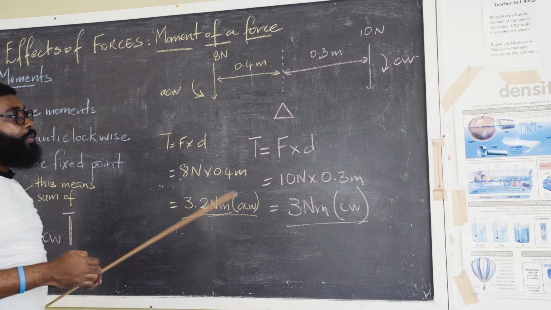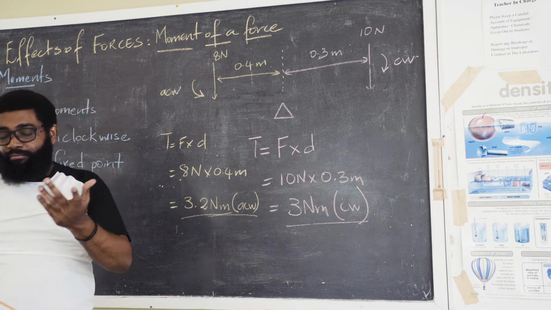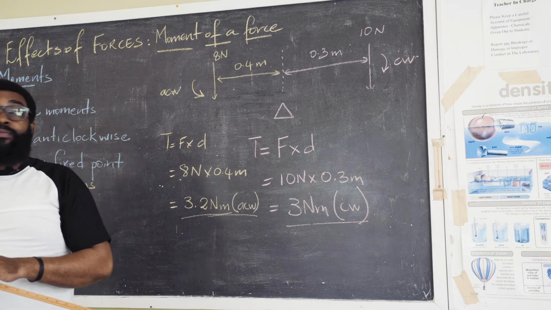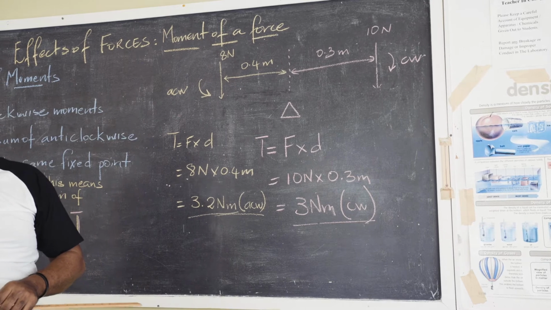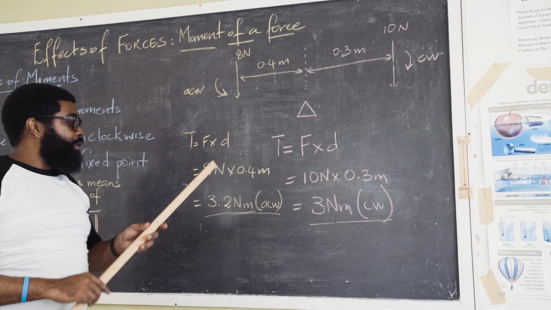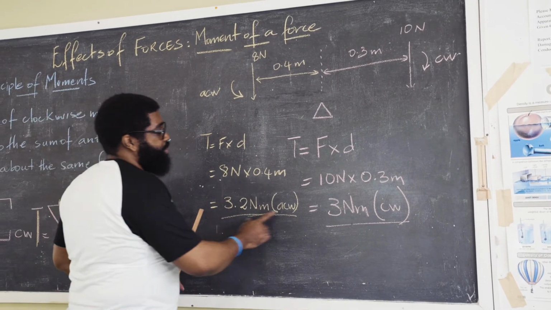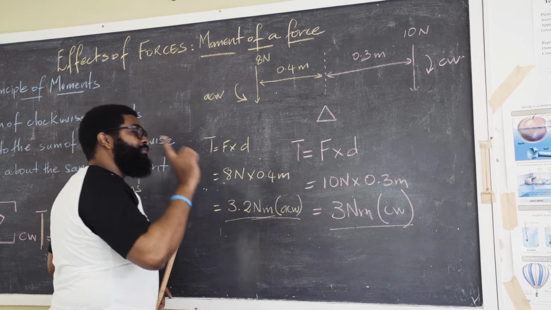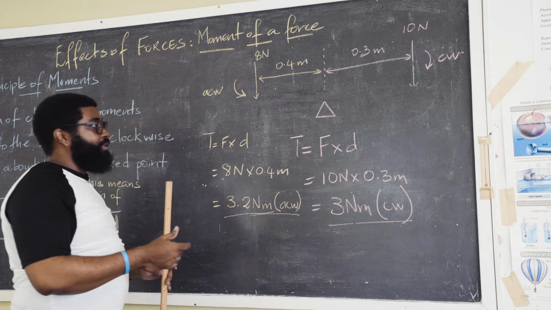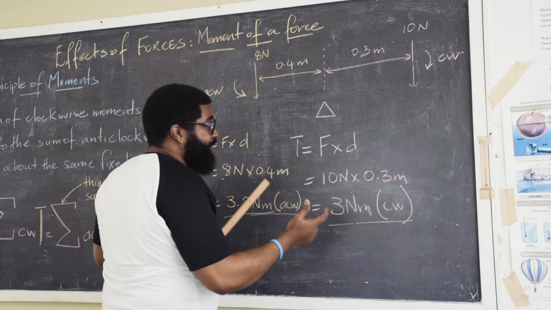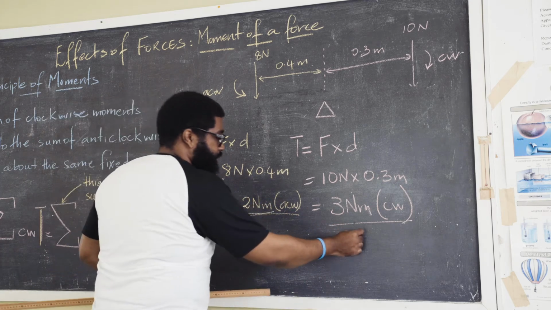Now, what happens here is fairly simple. We have a resultant moment. Yes, I said resultant moment produced. Now, when these two forces act, moments act on the object, there will be rotation because they are not equal.